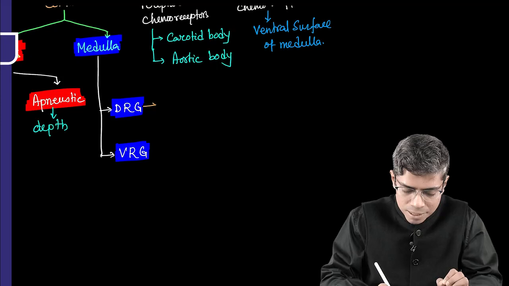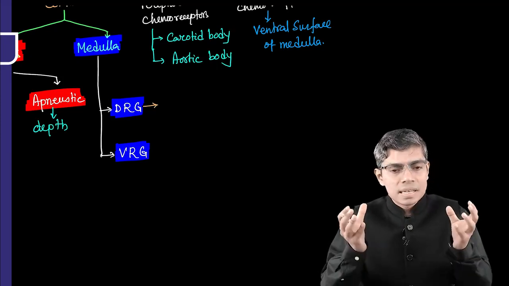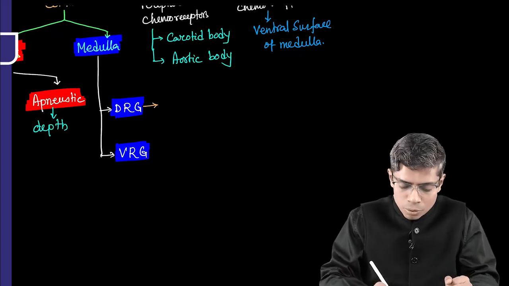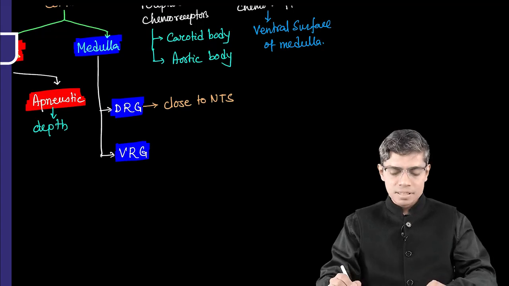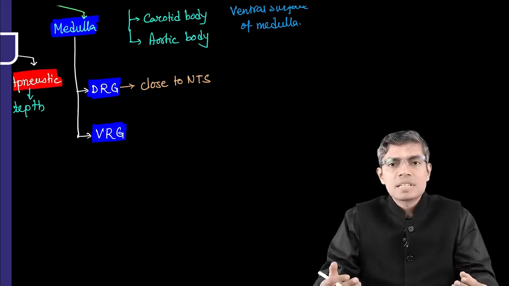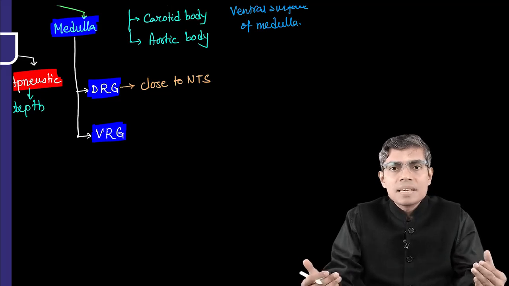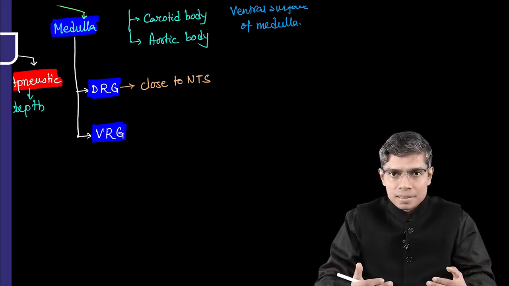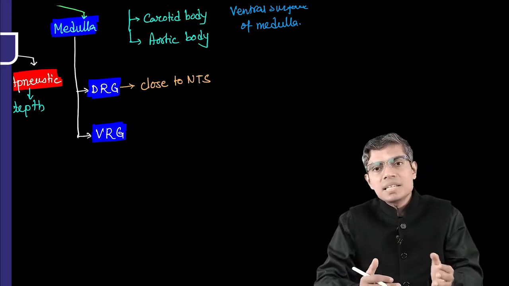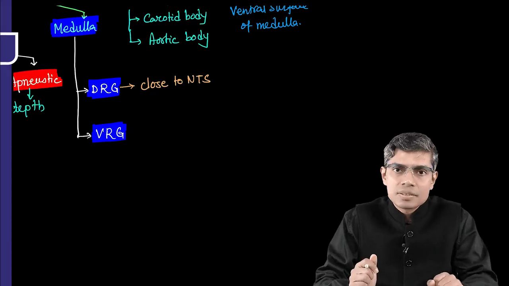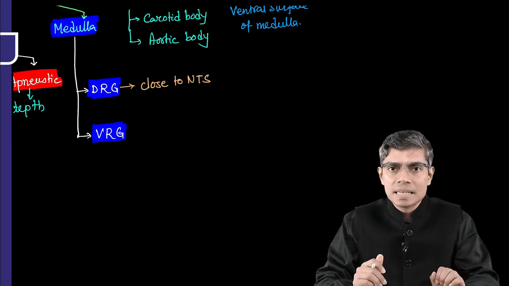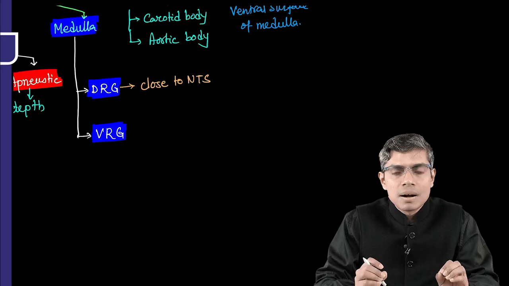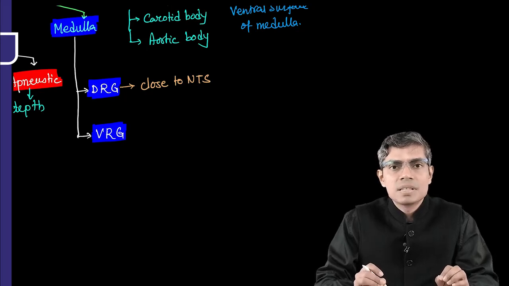So this dorsal respiratory group of neurons is a collection of neurons at the level of medulla which are located close to the nucleus tractus solitarius. You must have heard this name, nucleus tractus solitarius. NTS is the center for various afferents from various viscera. So this DRG is located close to the NTS, and the function of this DRG is similar to the NTS, that it is the sensory afferent for the respiratory center.